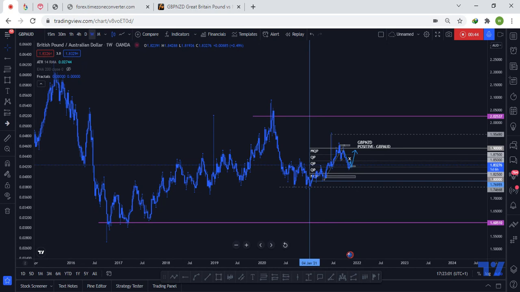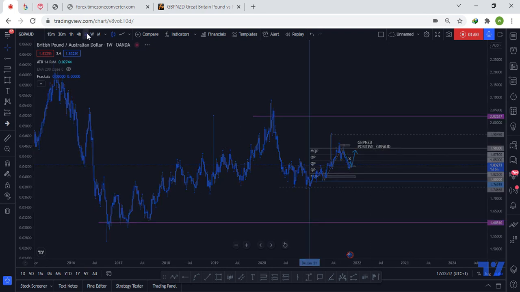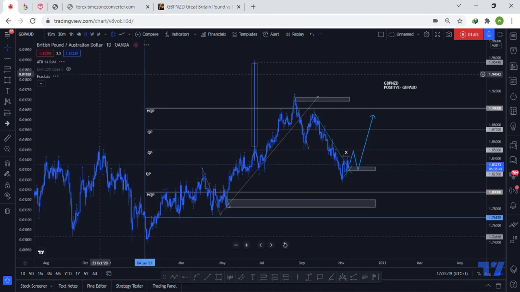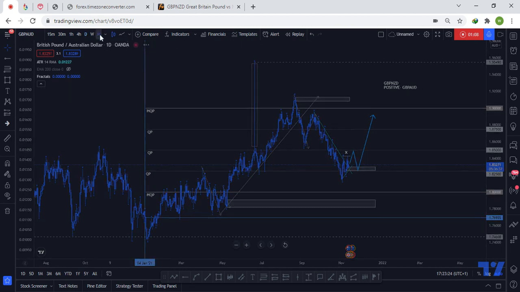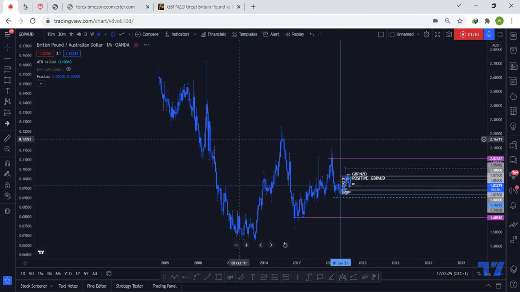I'm looking at GBPAUD, one of my favorite pairs. As you can see, I'm noting it here. GBPNZD is positively correlated to GBPAUD because I love using correlations. So here we go. Everything is straightforward on the weekly time frame.